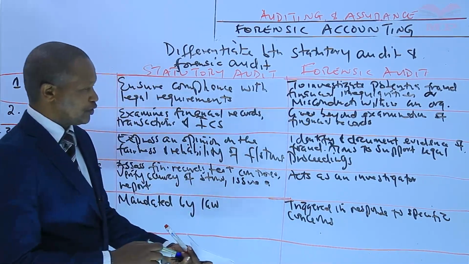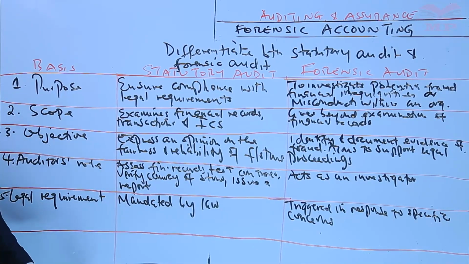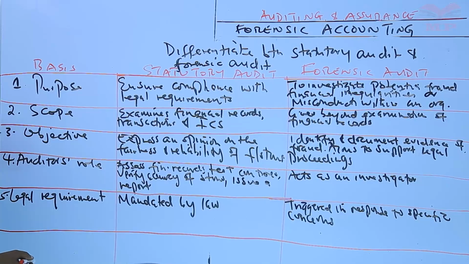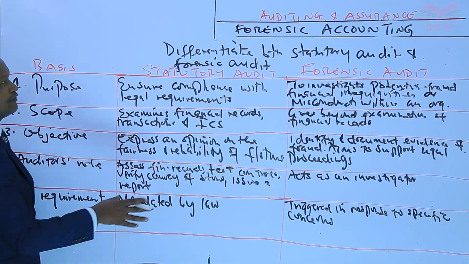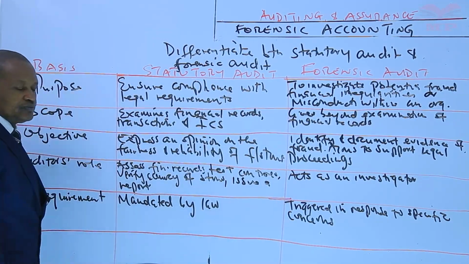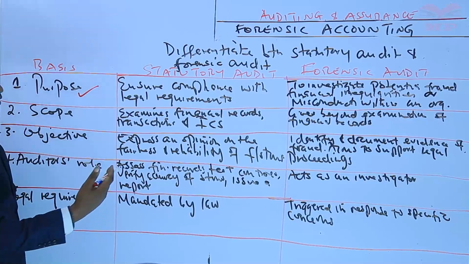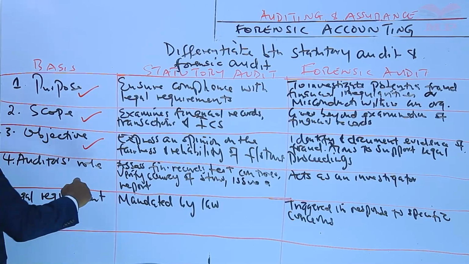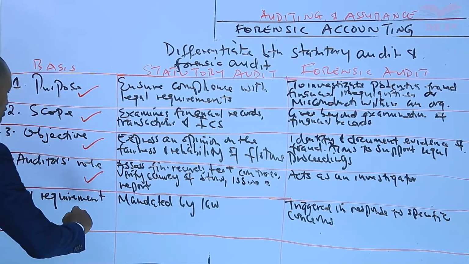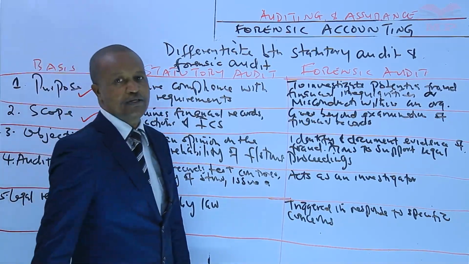So these are 5 distinctions between statutory audit and forensic audit. You are to differentiate between the two. The first basis for distinction is purpose. The purposes are different, the scope is different, the objectives are different, the auditor's role is different, the legal requirements are different. So we have 5 distinctions.